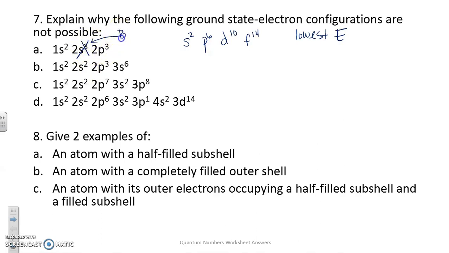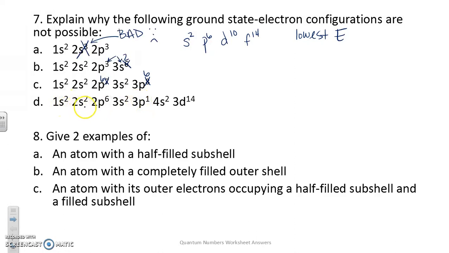Bad. Sad face. Okay, 1s2, 2s2, we're good so far. 2p3, 3s6. First, there's 6 here. You can't have 6 here, you can only have 2. Second, you can't fill up the 3s until you fill up the 3p or the 2p first. Letter C, 1s2, 2s2, 2p7. The most you can have in the 2p is 6. 3s2, 3p8. Again, the most you can have is 6.